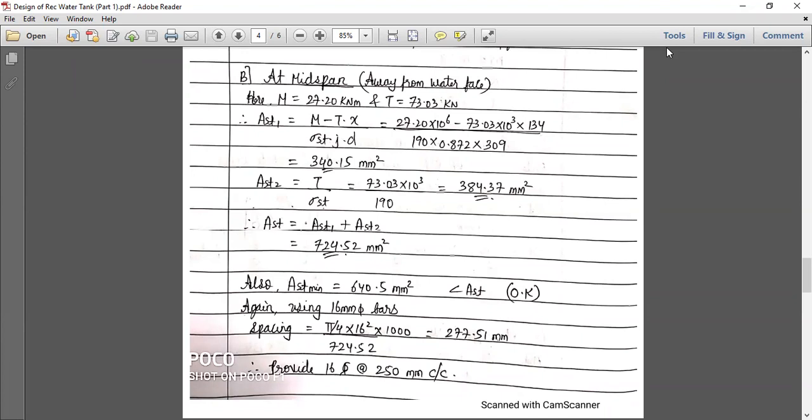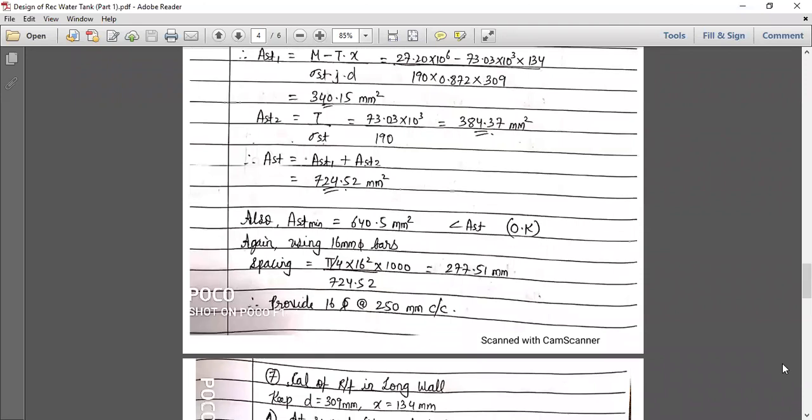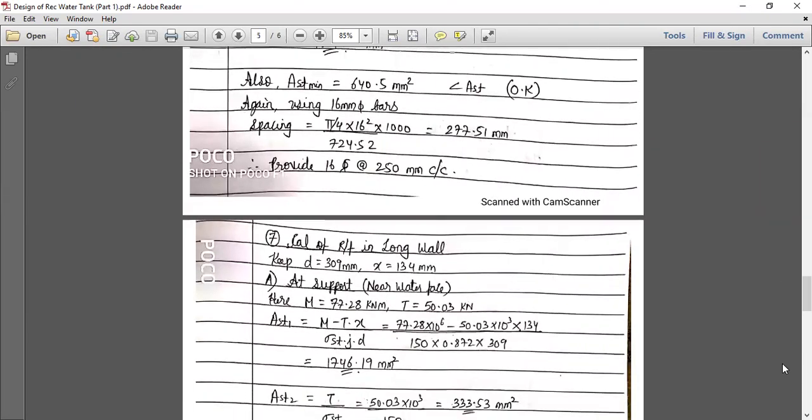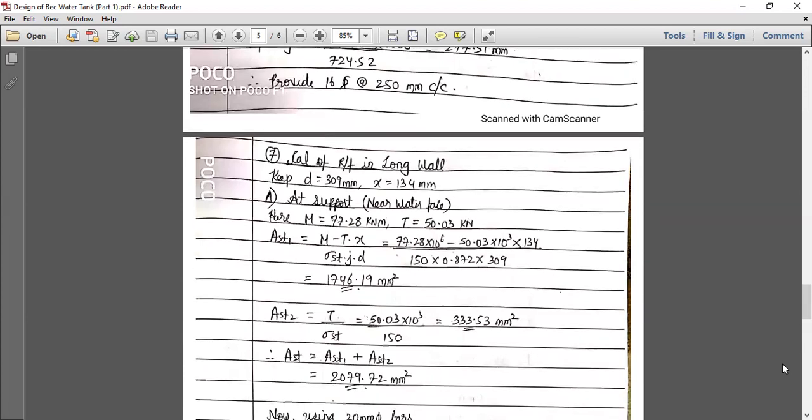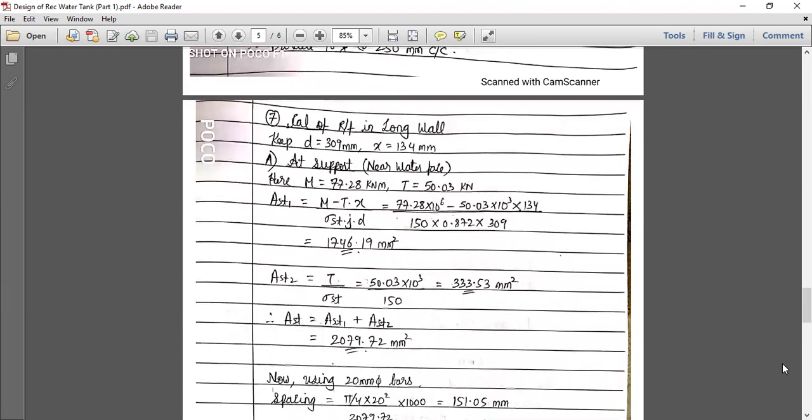159.5. ठीक है, so let us provide 150. So now here let us provide 20 tor at 150 mm center to center. Okay, I hope everyone else is also getting the same value, 159. Now let us find out the reinforcement in the long wall. So again, find out AST1, AST2. Find out AST1 and AST2 quickly.